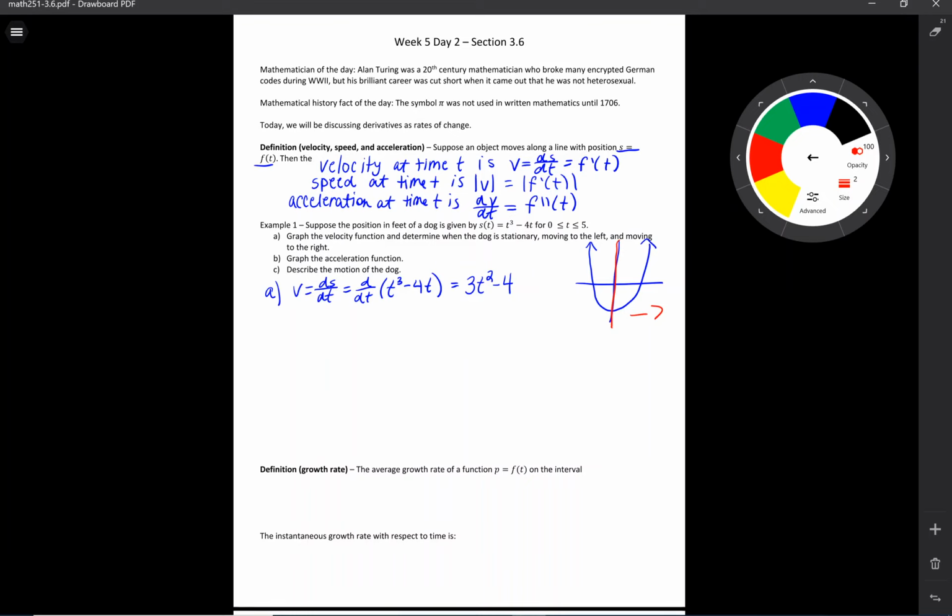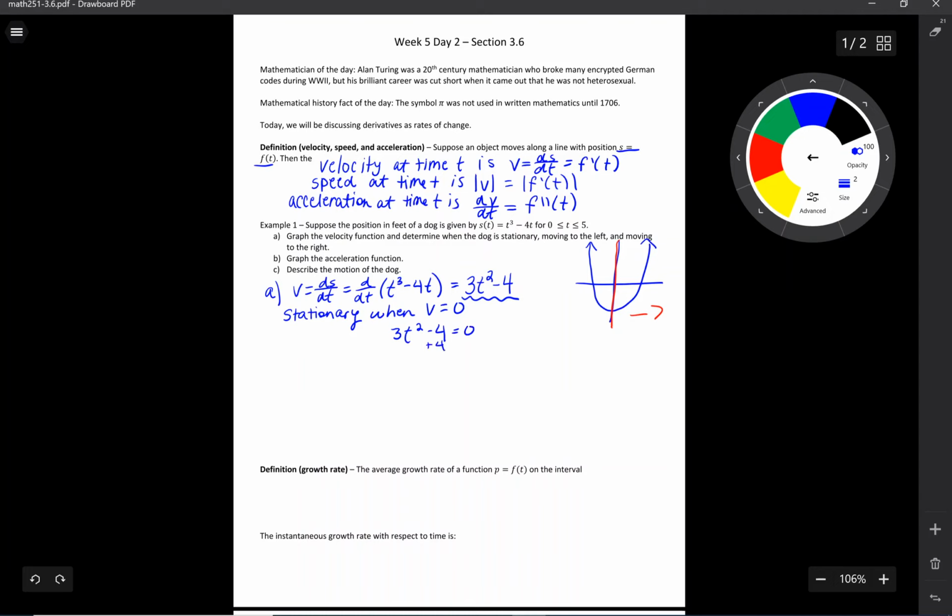Alright, and now I want to determine when the dog is stationary, moving to the left and moving to the right. So if you think about the position of anything, it's stationary when the velocity is equal to 0. That's what it means to be stationary, it's not moving. So I am stationary when the velocity equals 0. So I'm going to take this function right here, and I'm going to set it equal to 0. So 3t squared minus 4 equals 0.